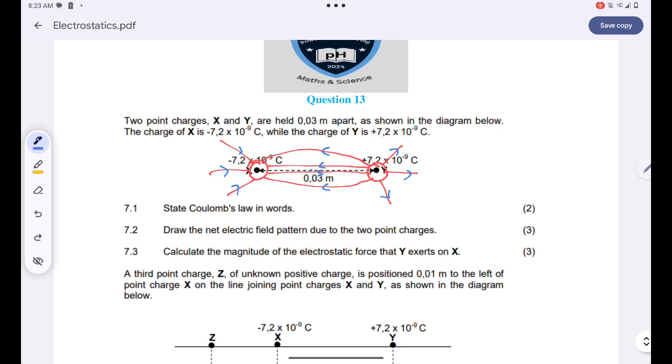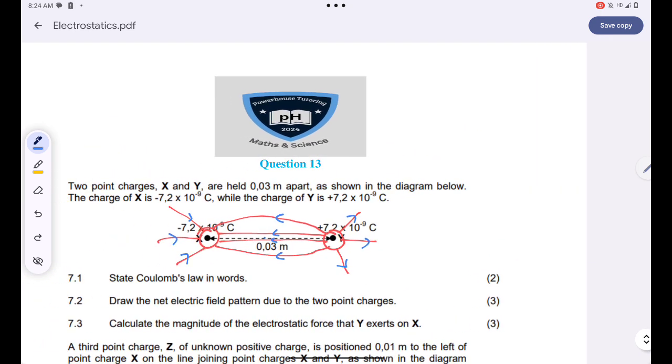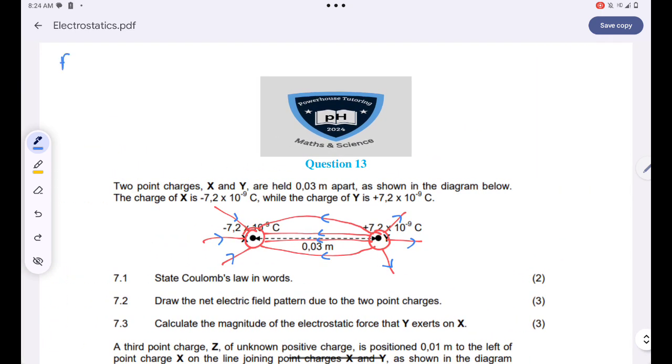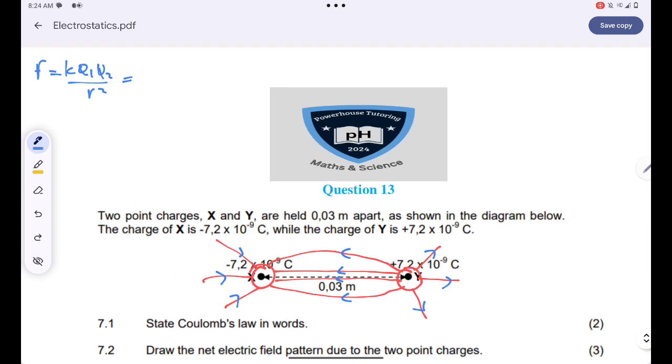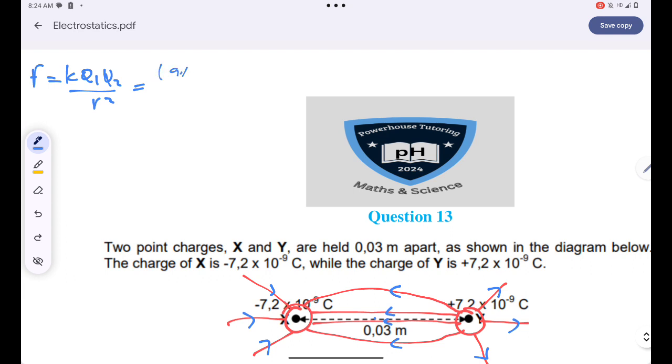Then now they want us to calculate the magnitude of the electrostatic force between spheres X and Y. I know that F is basically k Q1 Q2 over r squared, and k is just 9 times 10 to the power 9. The magnitude is 7.2 times 10 to the power negative 9, and another 7.2 times 10 to the power negative 9, all over the distance apart, which is 0.03 squared.